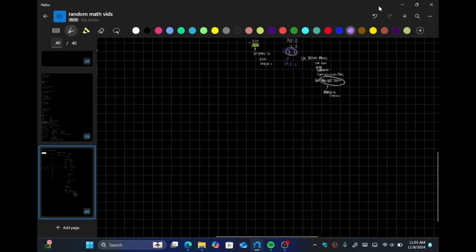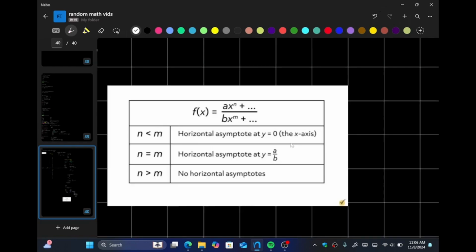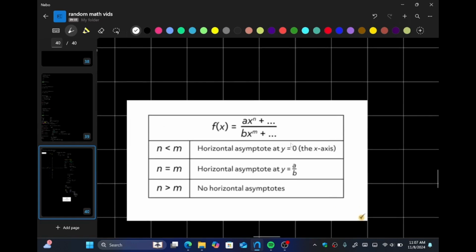Now the horizontal asymptote, guys, there are rules to this. I'm going to state them off camera, because I don't want to waste a lot of time writing them. Just give me a second. Alright guys, as you can see, if n is less than m, the horizontal asymptote is y equals 0. So if the degree of the top is less than the degree of the bottom, the horizontal asymptote is y equals 0. In other words, it's on the x-axis.